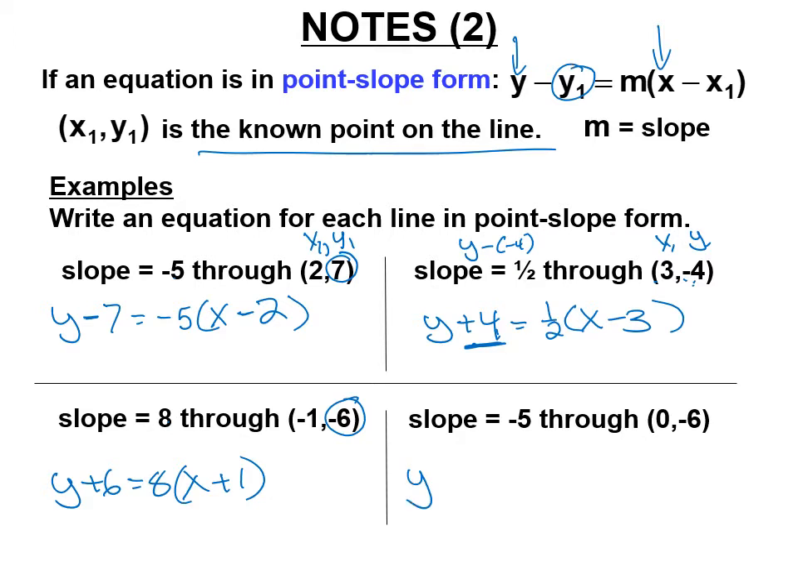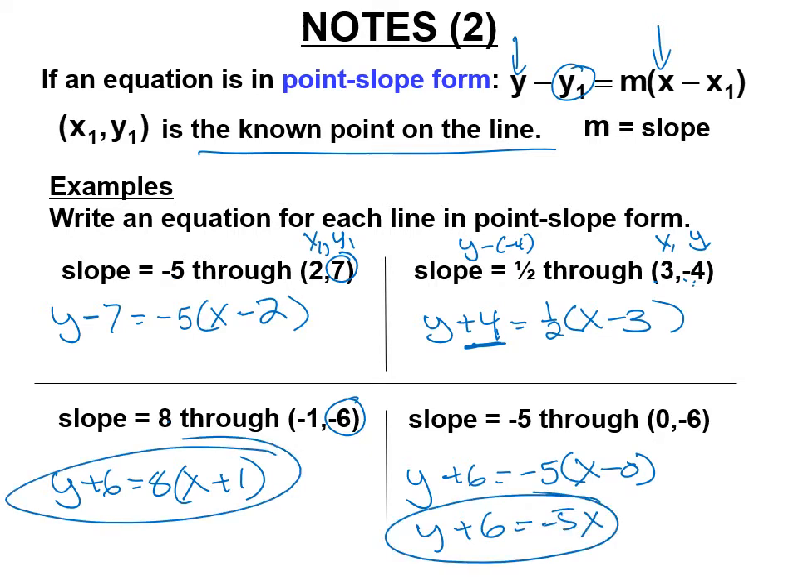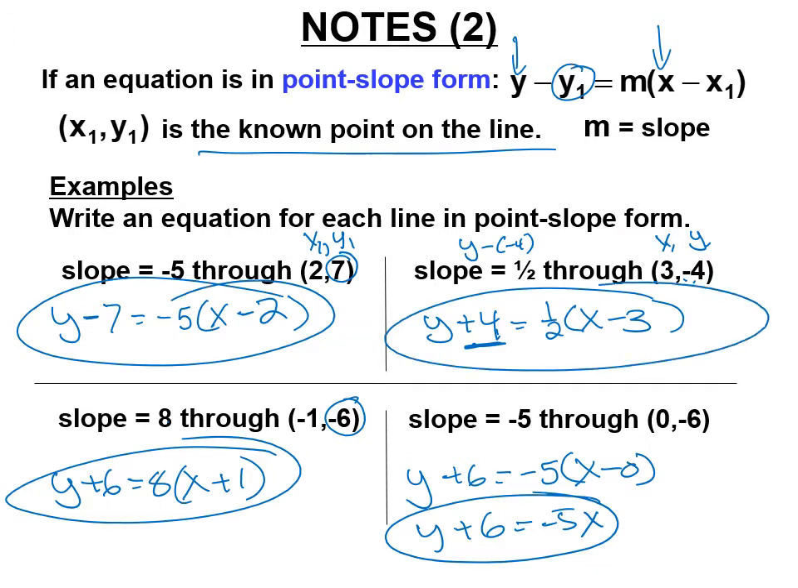Y minus -6 is y plus 6 equals -5, and now we have x minus 0. Well, all right, so then what's x minus 0? X minus 0 is x, right? So what's a better way to write this? Y plus 6 equals -5x. Okay. Now, so those are in what form? What's the name of this form? Point-slope. It's what you use when you're given the slope and some other point than the y-intercept.